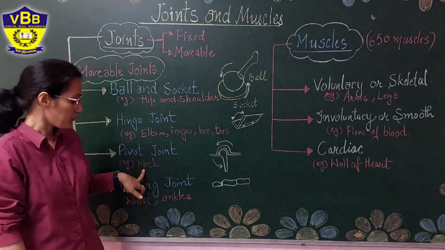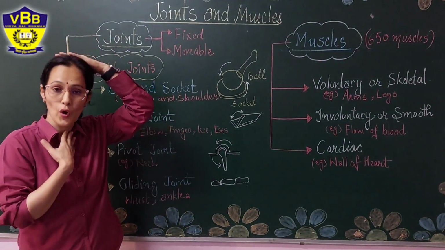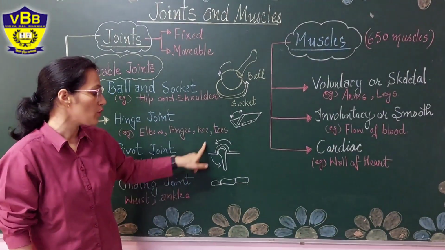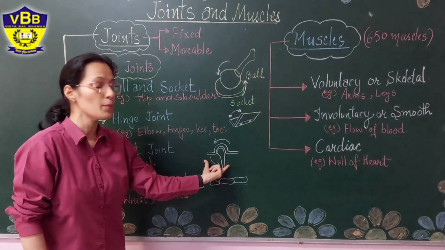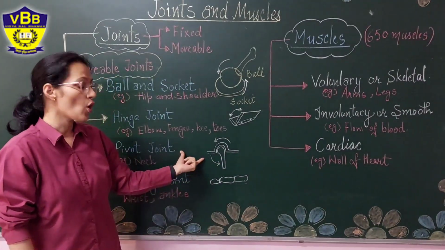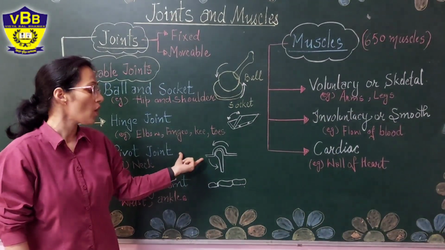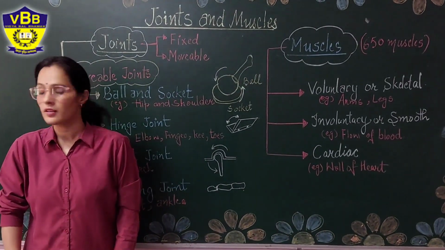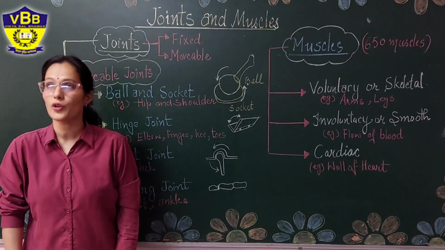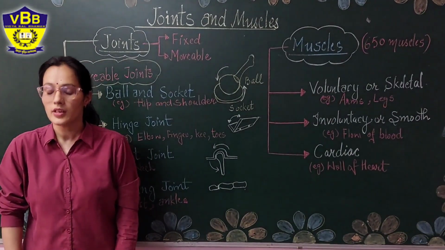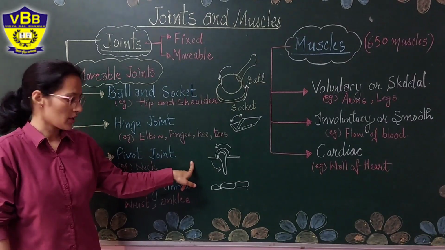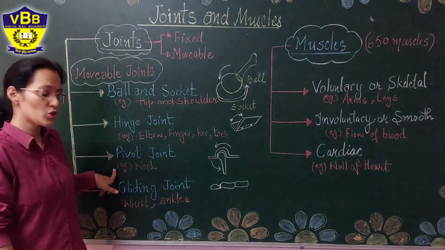Next, pivot joint. Your neck joint is the example of a pivot joint, in which there is one groove in which another bone is attached. It allows movement in four directions. You can rotate your neck sideways like this, and you can move your neck upward and downward. This is the pivot joint.